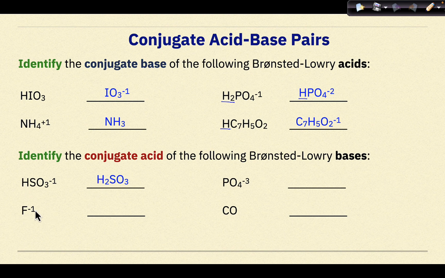For F minus 1, the conjugate acid is HF. So we see again the difference between no hydrogens and one hydrogen. For PO4 minus 3, we're going to add one hydrogen. So this is HPO4 minus 2, and we see that the charge goes down by 1. And finally, CO, the conjugate acid of this, is HCO plus 1.